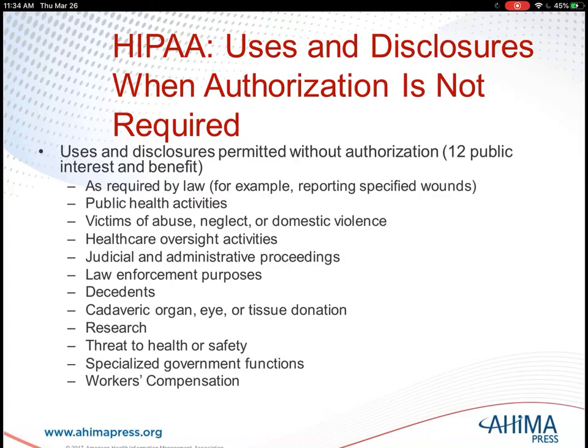Next, research. The privacy rule permits a covered entity to use or disclose PHI for research if approved authorization, waiver, or an alteration, or other exceptions are met. And we'll talk about research a little later in Chapter 11. Now, threat to health and safety. So disclosures are allowed in circumstances where the covered entity believes the use or disclosure of information is necessary to prevent or lessen a serious and imminent threat to the health and safety of an individual or the public.